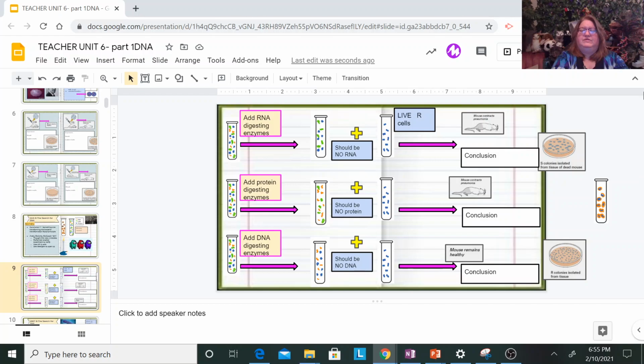So think about what that does. Fill out your boxes. Does this mean that RNA is the transformation factor or not? Does this mean that protein is the transformation factor or not? Does this mean DNA is the transformation factor or not?